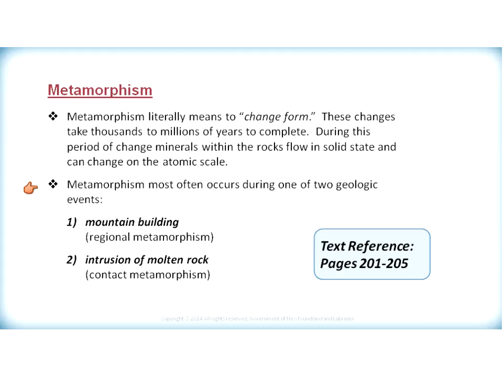Metamorphism most often occurs during one of two geologic events. The first geologic event that could cause metamorphism would be mountain building. During mountain building, we see a change in a very wide area of rock, and this is called regional metamorphism.